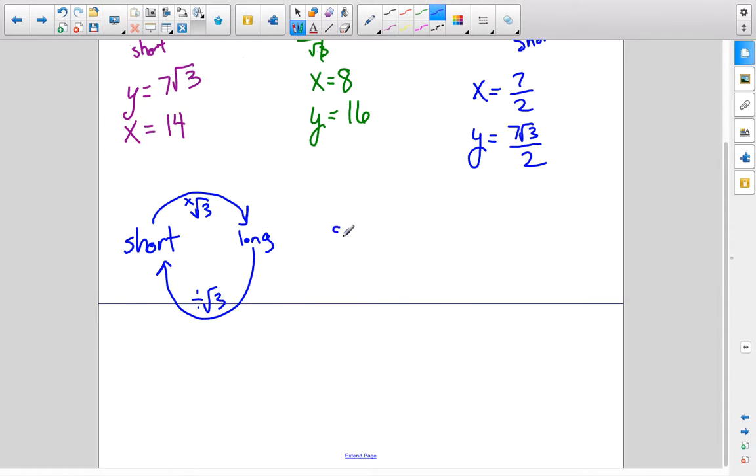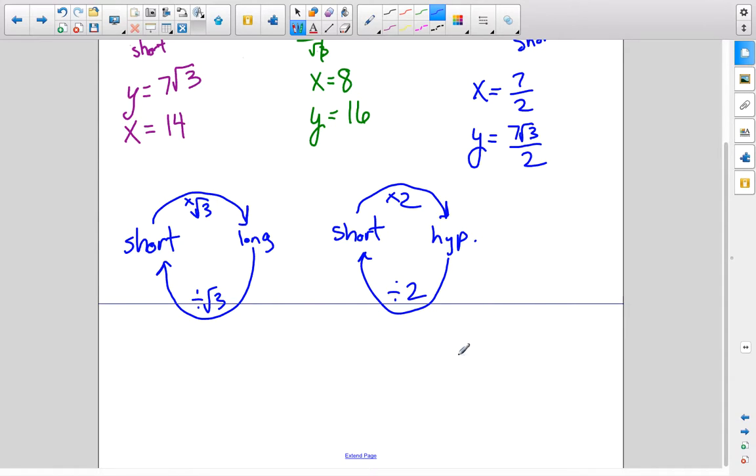The other thing could be short leg and I want my hypotenuse. So I'm going to multiply times 2. Maybe I have my hypotenuse and I want the short leg. I will divide by 2.